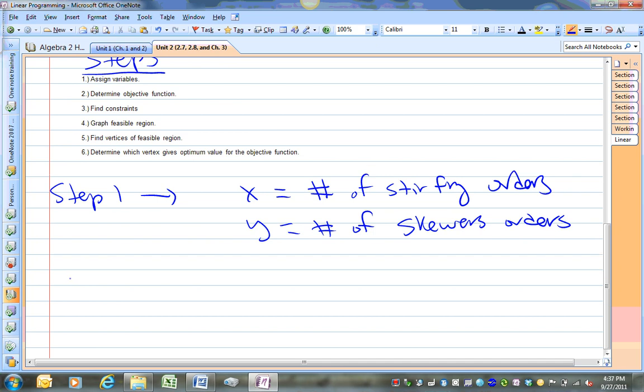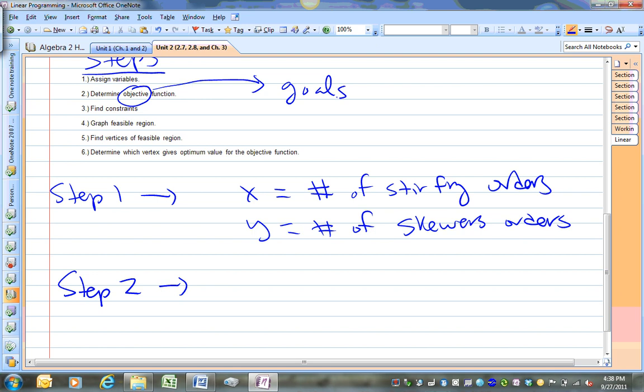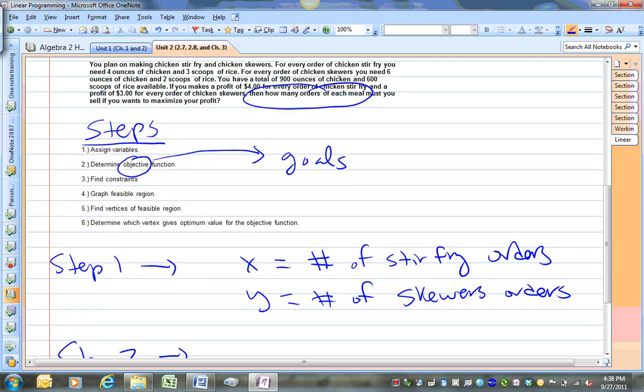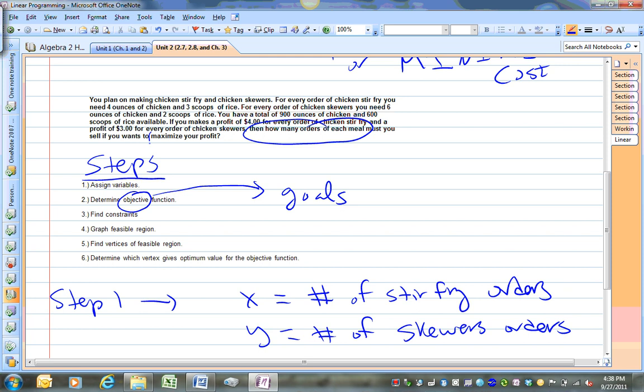For step 2, you want to determine the objective function. Now, I know it's not English class, but what does objective mean? The objective means goals. Like, what is your objective for today? What do you plan on accomplishing? So clearly, we want to maximize profit. That's our goal.